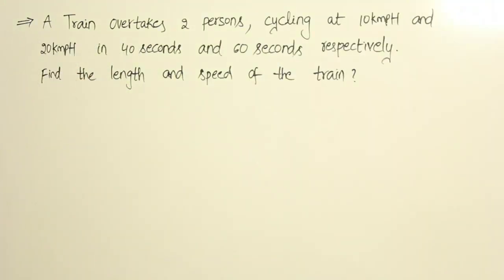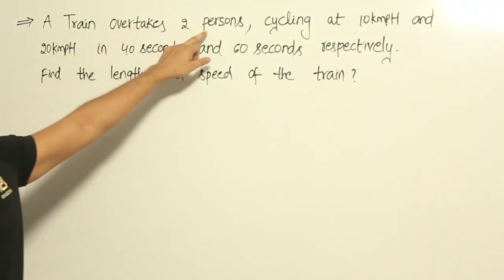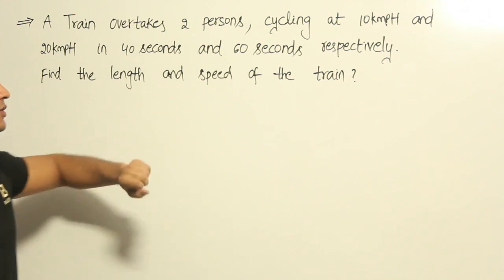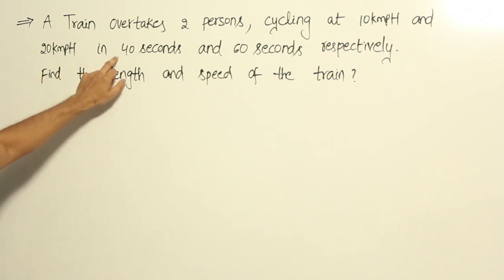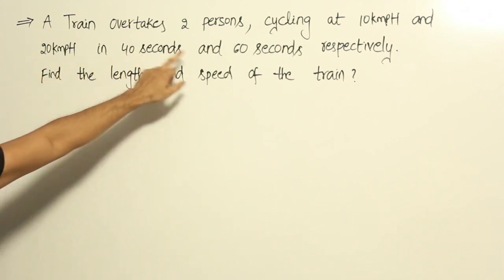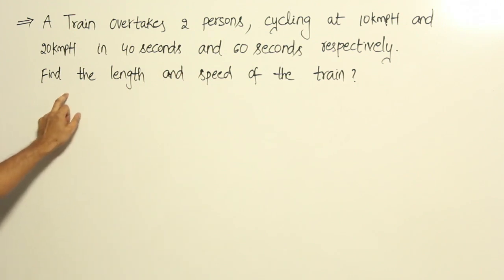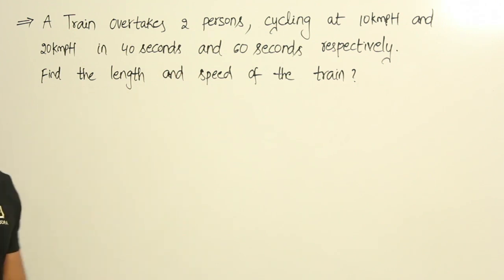Now let's solve this question. A train overtakes two persons cycling at 10 kilometers per hour and 20 kilometers per hour in 40 seconds and 60 seconds respectively. Find the length and speed of the train. If you observe, they are saying that it is overtaking. So when do you say overtake? When both are moving in the same direction, isn't it?